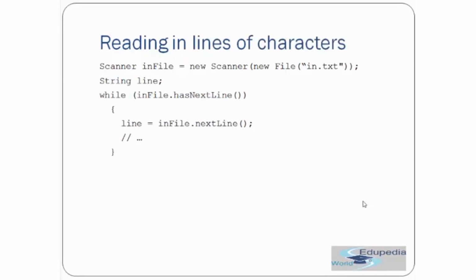Okay. Now reading lines of characters, we can even read complete lines. So you can see from this file in.txt, we can create the Scanner object and then we have a method hasNextLine, which will check whether the next line is available for reading or not. And if it is, then using nextLine, we can actually read that complete line. Okay, so this is how reading in lines of characters works. Fine.